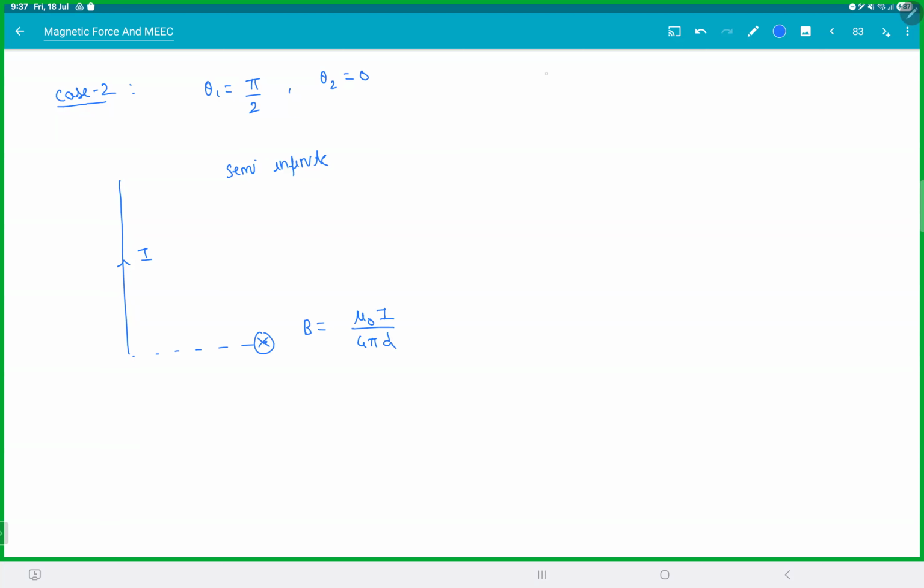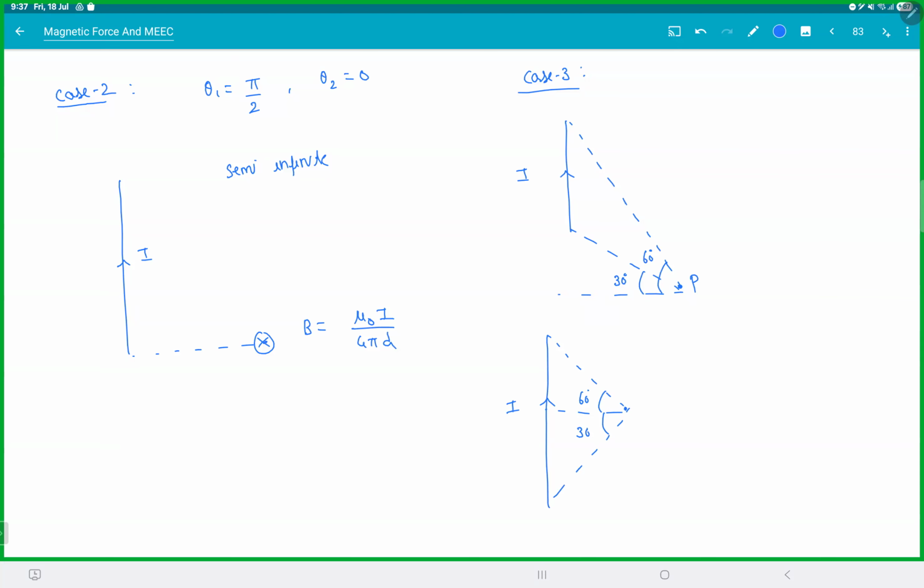Case 3 is the more important one. I taught you something like this in electrostatics also. What if the wire is like this? This is 30 degrees and this is 60 degrees. This is 60 degrees and this is 30 degrees. You're getting the difference between them? How will you take theta 1, theta 2 here?